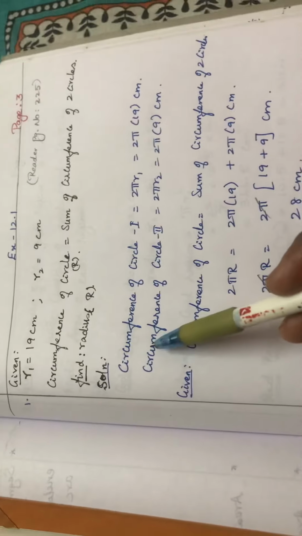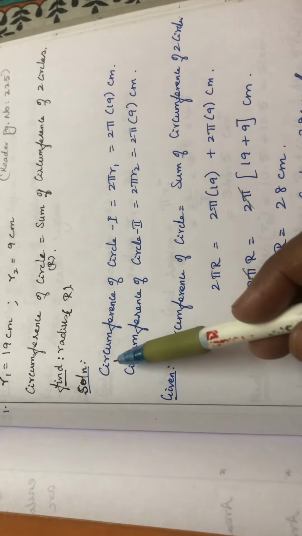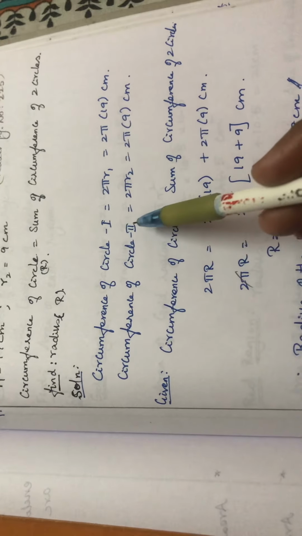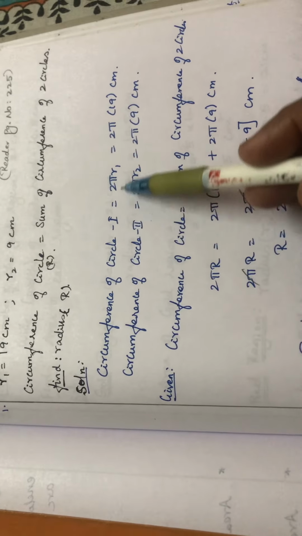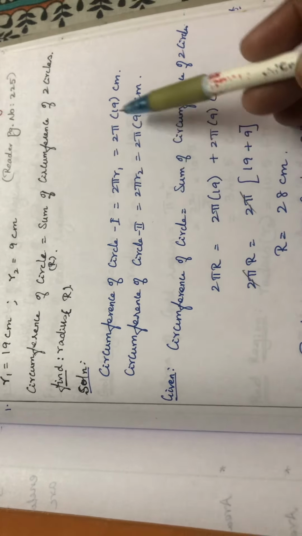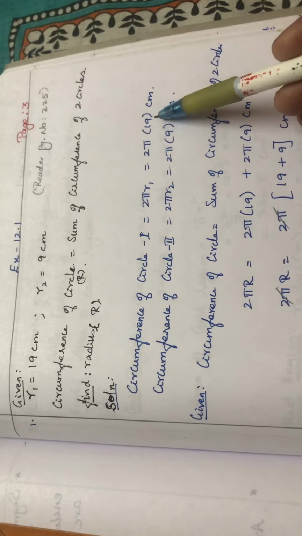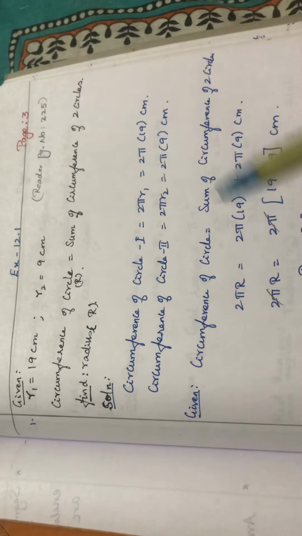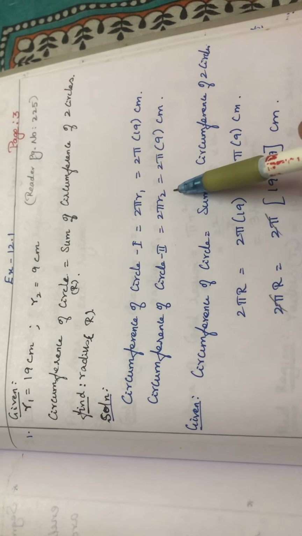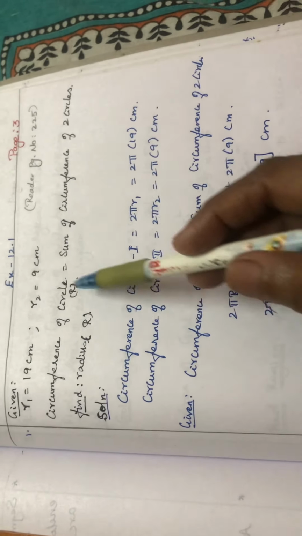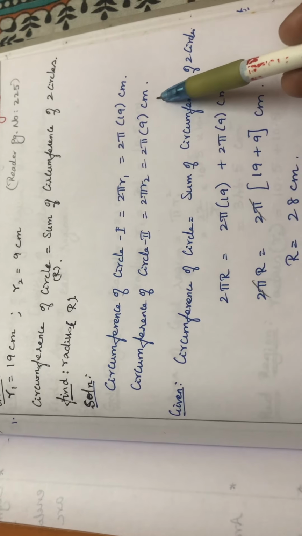Solution. What is the formula? Circumference of the circle is 2 pi r. So here we are mentioning the first circle and second circle. The circumference of the first circle is 2 pi r1, that is 2 pi into 19 centimeter, since the radius of the first circle is 19. Then the circumference of the second circle is 2 pi r2. For the second circle the radius is 9, so I am substituting 2 pi into 9 centimeter.